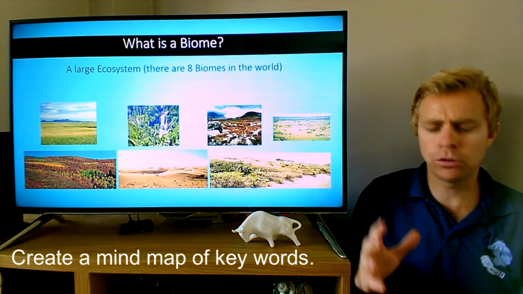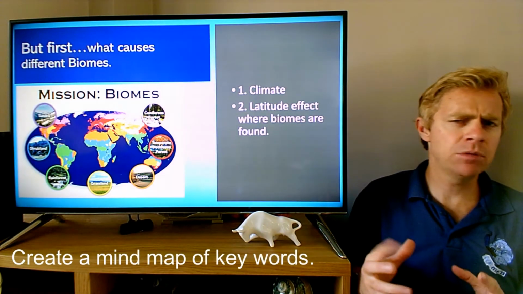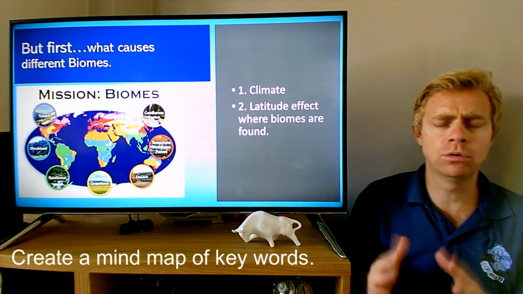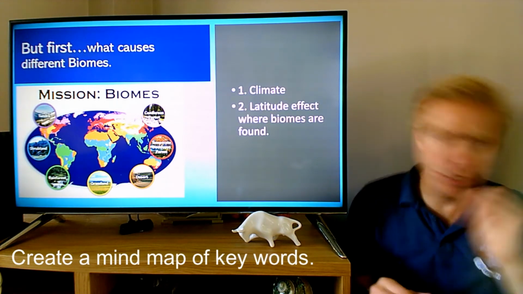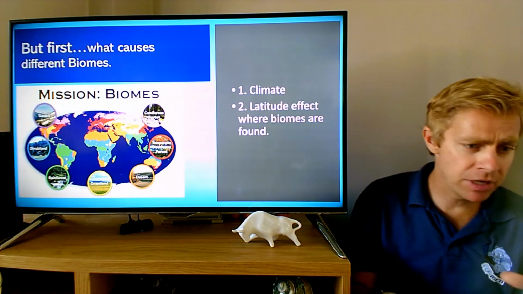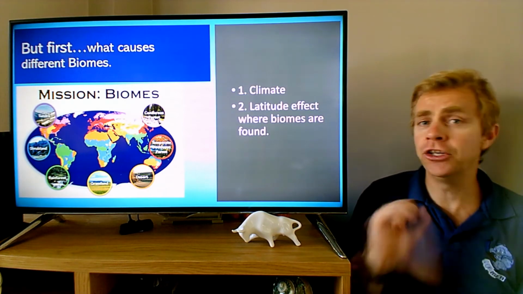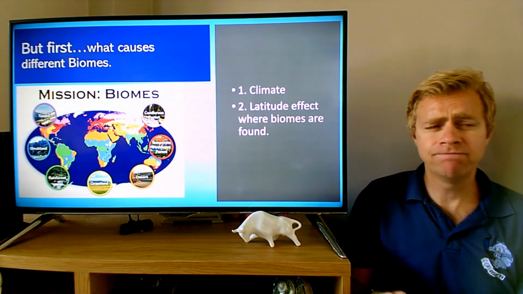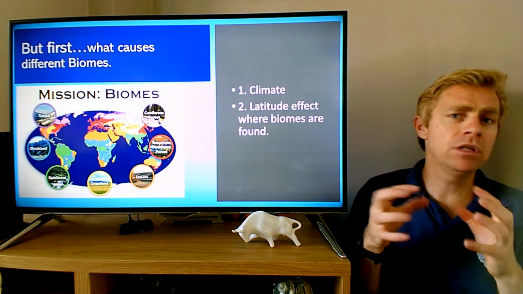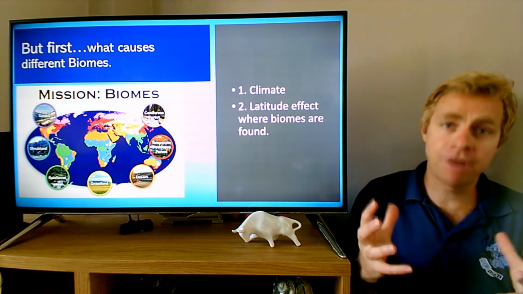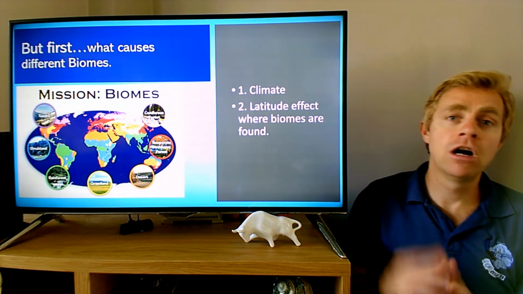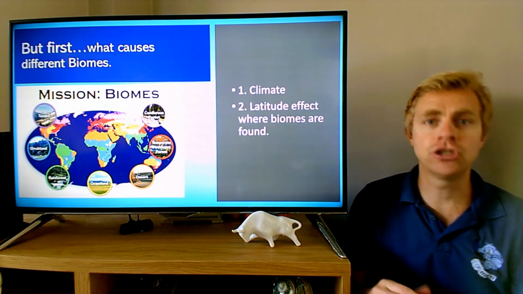So I guess the next logical question that comes is, okay, well, why are there different biomes? After all, why don't we just have one biome in the Northern Hemisphere, the Southern Hemisphere, in America, in Africa, in Asia, in Europe, in the Far East? Well, there are 2 factors that will influence the weather, the environment, the climate. They are climate and latitude.